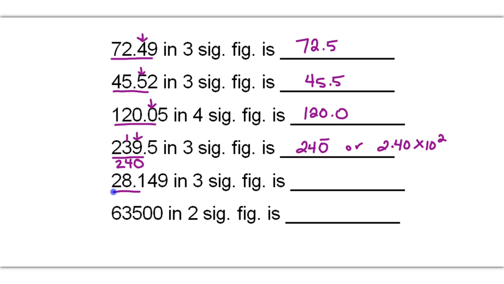I need 3 sig figs here. Do we round up the 1 or keep it a 1? It's followed by a 4, so it's going to remain a 1 because 4 is less than 5. So this will be 28.1.